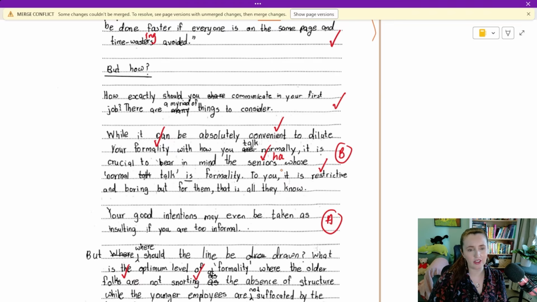It's a little bit clunky and awkward, could be phrased a bit more smoothly. To you, it is restrictive and boring, but for them, it's all they know.